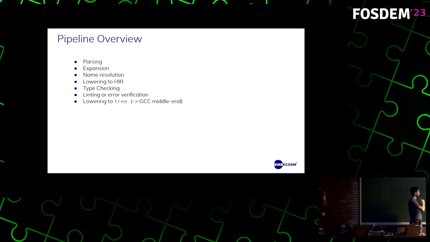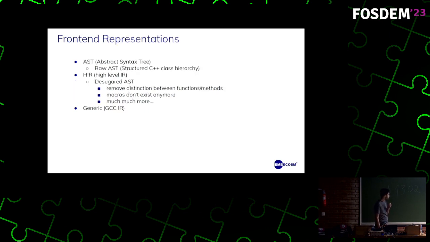Then we can do a lot of error verifications and linting, so stuff like the warnings you get when you have an unused value and that you can prefix with an underscore, for example. Finally, when that's done, we lower it to the GCC intermediate representation, which is similar to the last step of rustc, where it gets lowered to LLVM IR.